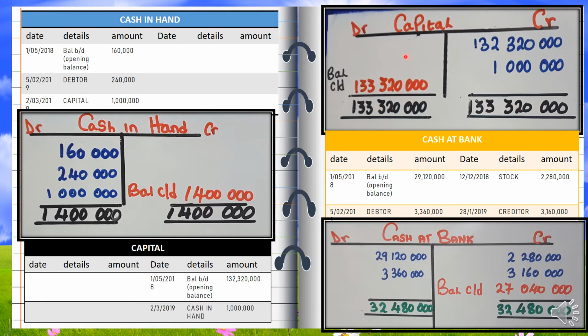We usually look at which side is bigger than the other. When you are trying to balance, you look at which side is bigger, and therefore look for that balancing figure. Here the balancing figure will be on this side, so that whatever we have here, you add them and get this figure, and whatever we have here, you add them and get this figure.